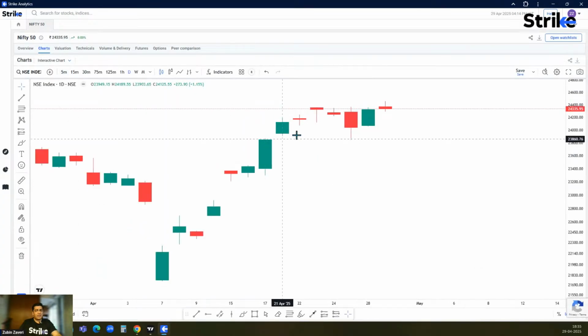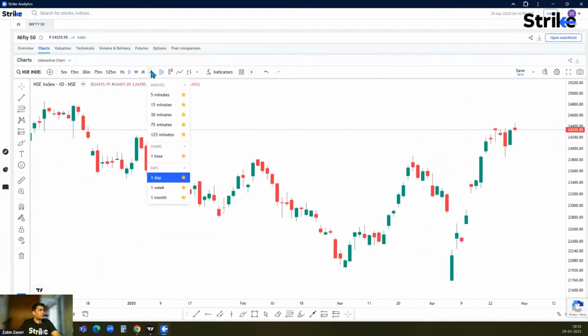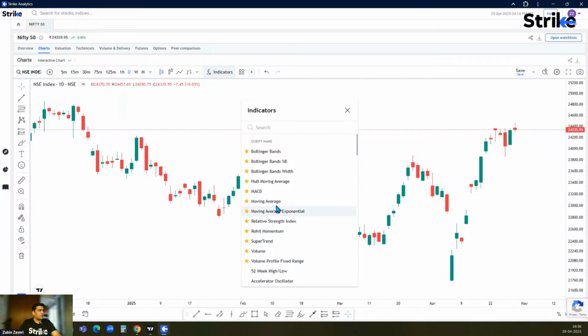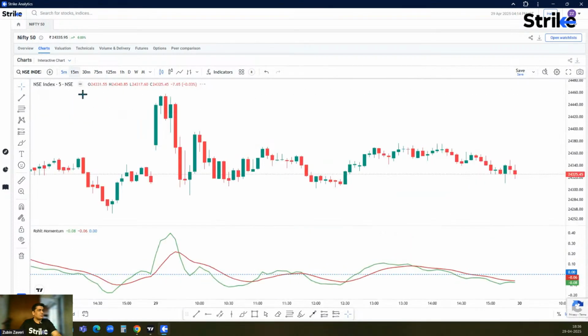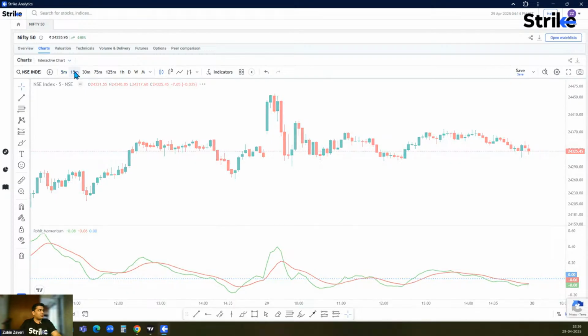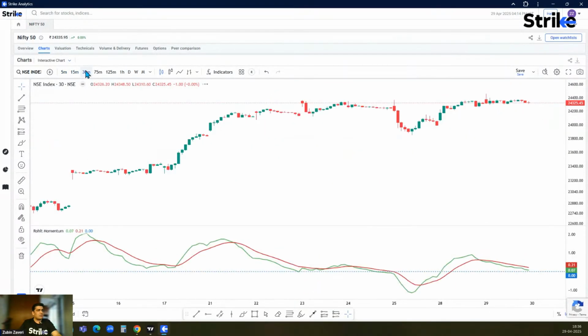And on the interactive chart over here, these time frame charts will also be enabled. Okay, 5, 15, 30, 75, 125. All right, so these are also enabled. You can just pull up your indicator over here, say Rohit momentum, and you can convert it into a 5-minute time frame chart, 15-minute time frame chart, 30-minute time frame chart, and so on and so forth.